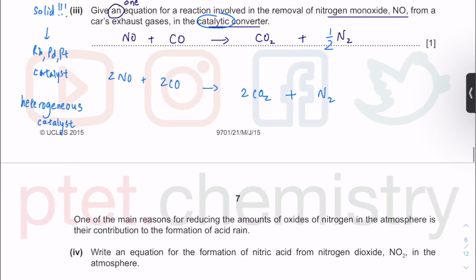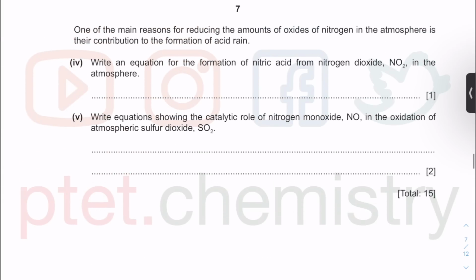Now the last bit of this whole question: one of the main reasons for reducing the amount of oxides of nitrogen is that they can form acid rain. We know these are oxides of non-metals, including oxides of nitrogen and oxides of sulfur, that can result in acid rain. We're going to form nitric acid. So you form nitric acid from NO2.